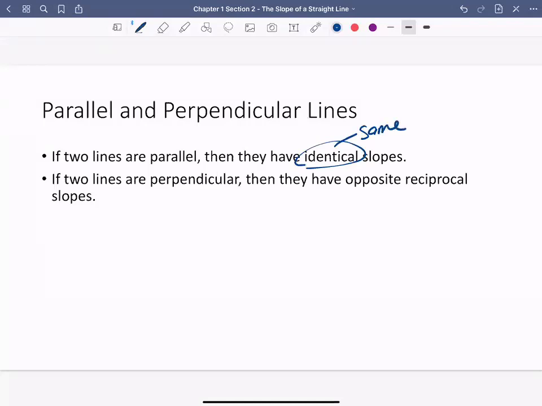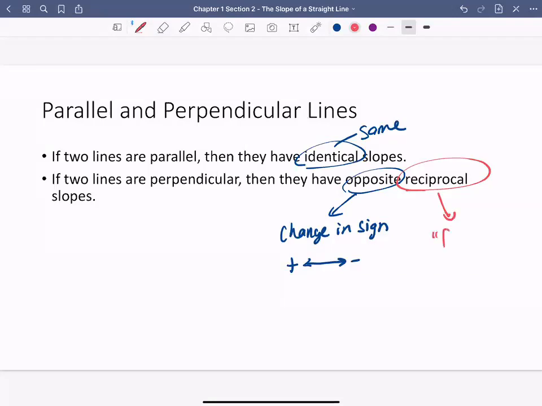Now, two lines are perpendicular. That's where they intersect at a 90-degree angle. Then they have opposite reciprocal slopes. What I mean by opposite is the change in sign. So positive becomes negative and vice versa. Reciprocal, the easy way to say it is the term flip. What do I mean by flip? Well, if I had 2/3, then if I flip it, it would be 3/2. It flips the fraction. If I had a whole number like 5, it would flip to be 1/5. Why? Because really there's a 1 underneath that 5. We just don't ever write it.